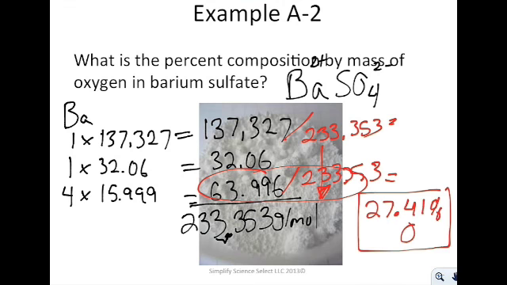Okay, so once again, you've got to find the total mass of the molecule. Once you have the total mass of the molecule, you divide the total mass of whatever you're looking for. So the total mass of oxygen divided by the total mass of the molecule. One thing that gets people tripped up is they say, well, oxygen is 16, I'll take 16 and divide it by that. No, it doesn't work that way because you have 4 oxygens.